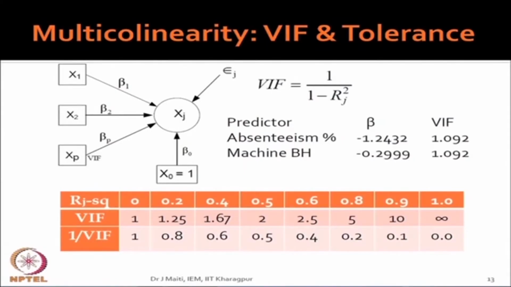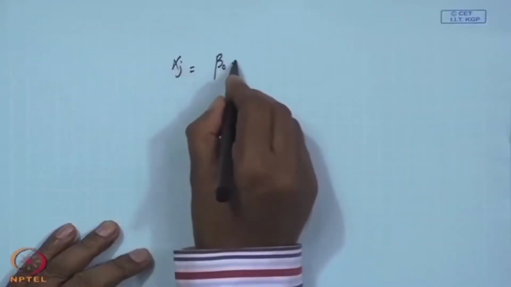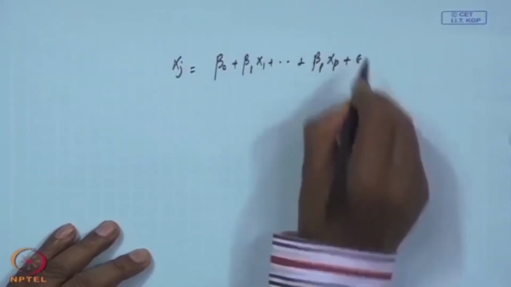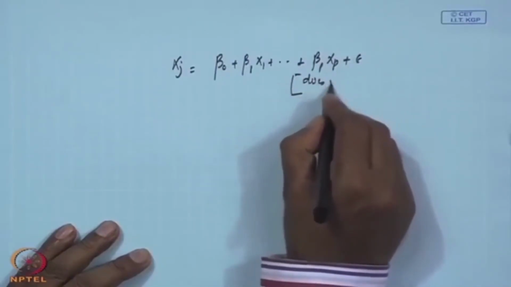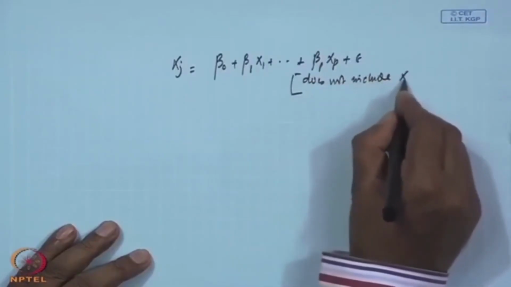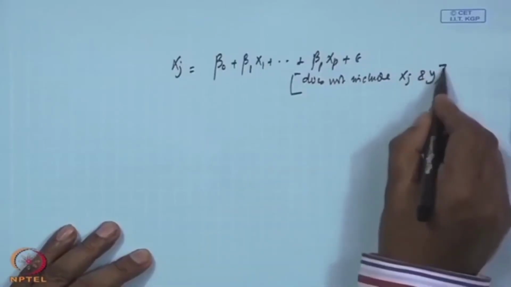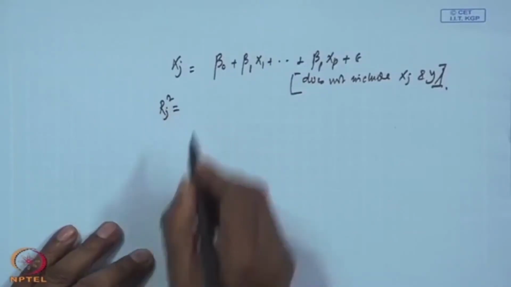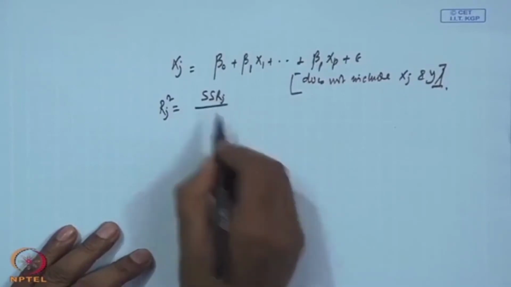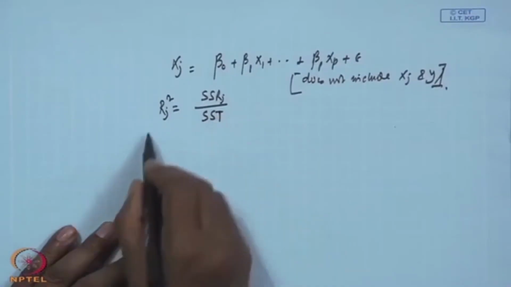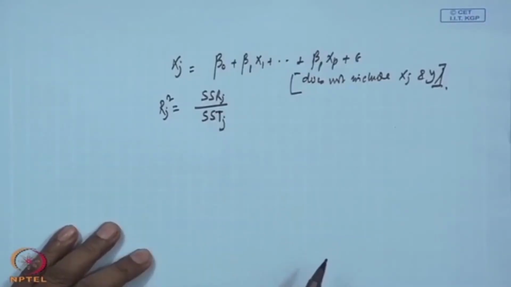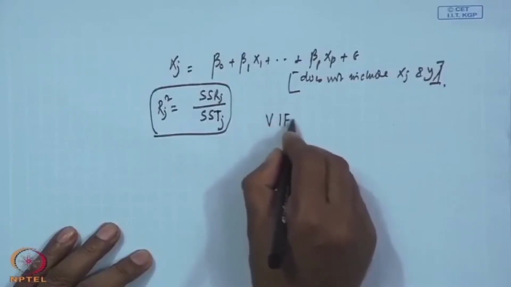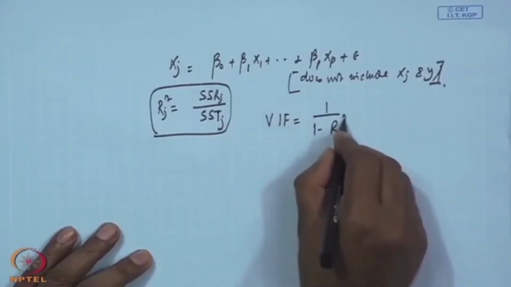So, your regression equation is xj equals beta 0 plus beta 1 x1, and so on up to beta p xp plus epsilon. This does not include xj and y. Then you find out the Rj square, that will be SSR by SST for the jth variable. Then you create the variance inflation factor equal to 1 by 1 minus Rj square.